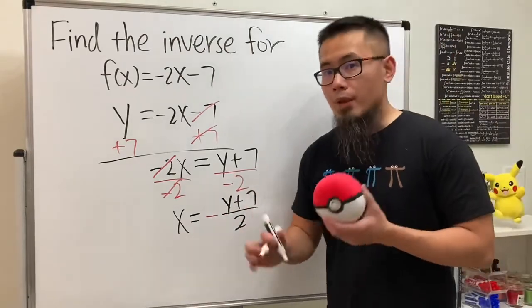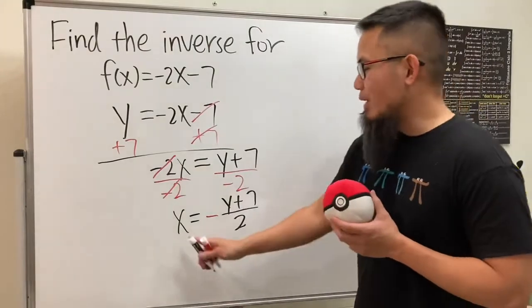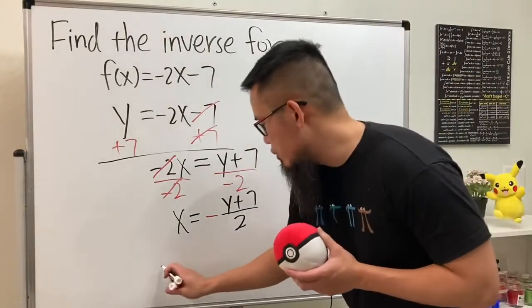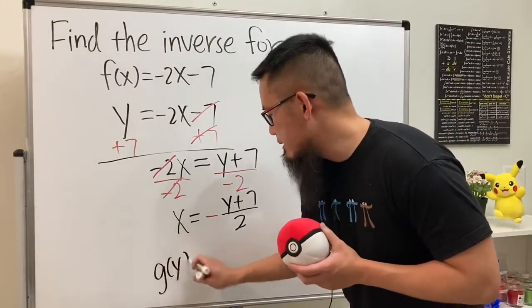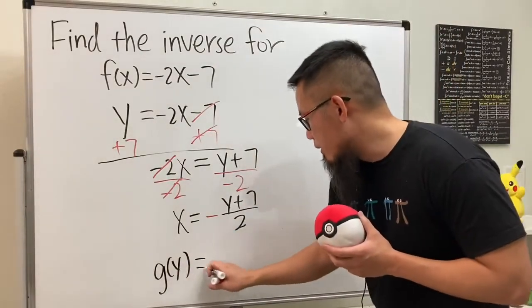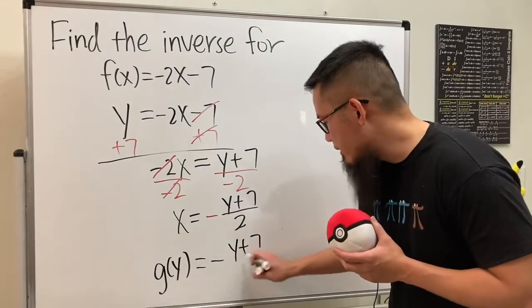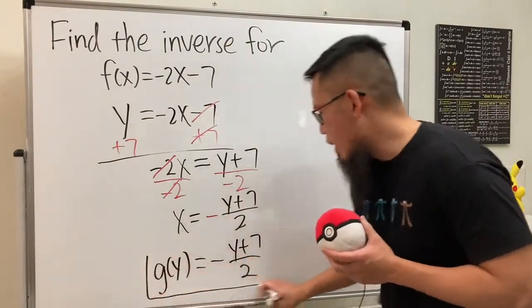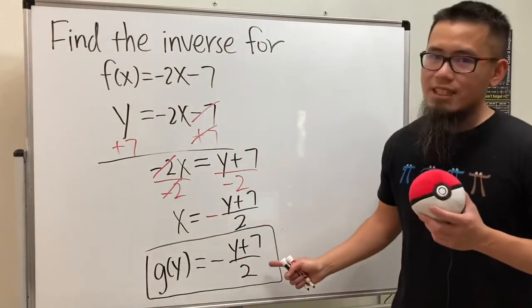Okay? Well, the final step is that we can write the x as g of y, and that's precisely the inverse for this. So g of y equals negative y plus 7 over 2. And guess what? Yes, that's the answer.